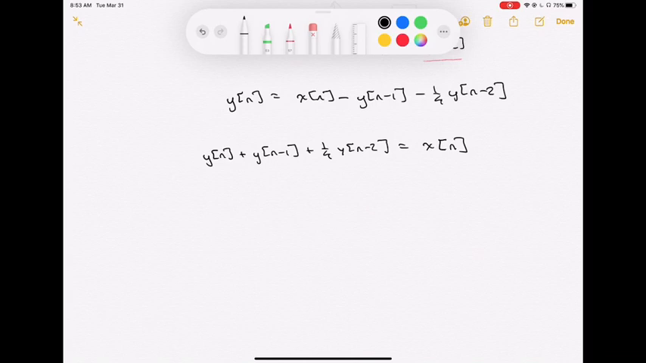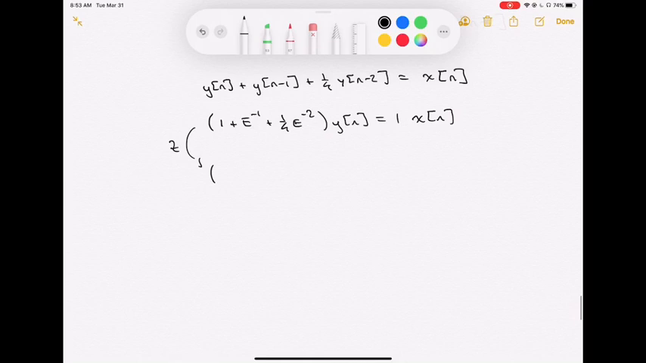I would like to write that out as something like this: 1 plus e to the minus 1 plus 1/4 e to the minus 2, applied to y of n, being equal to 1 times x of n. Now, let's z transform that. In the z transform of this, the polynomial up front just has e's replaced with z's. So I get 1 plus z to the minus 1 plus 1/4 z to the minus 2, times Y of z, being equal to X of z.